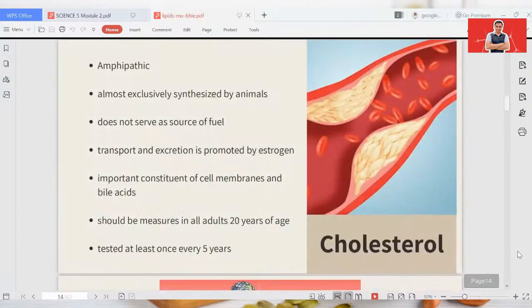Next. So ito na report ni Donna. Opo. Thank you.